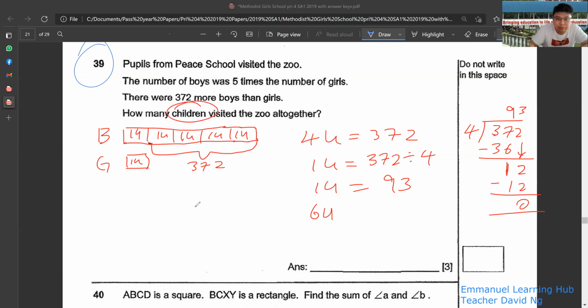Because children is boys and girls. Understand? Yes. 6 units. So 6 units equal to 93 times 6. That'll give you how many? 93 times 6. Let's do together. 3 times 6 is?